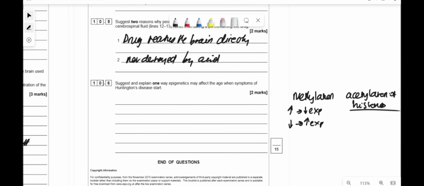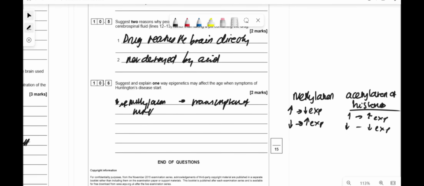If you have increased acetylation, you've got more expression because it causes the histones, the chromosomes, to unfold and coil in such a way that it's easier for RNA polymerase to do its work, and decreased acetylation leads to decreased expression. So you can pick either one of these and talk about it. For example, I'm going to say decreased methylation leads to transcription of mRNA for Huntington.